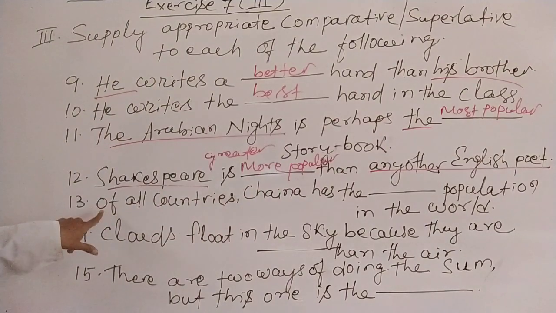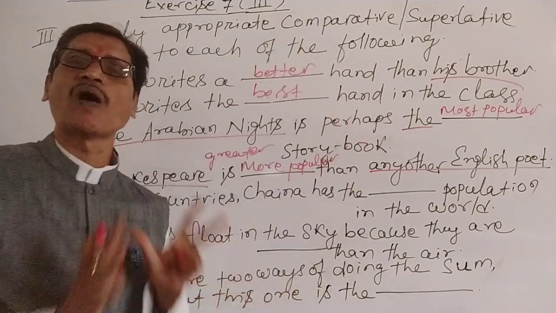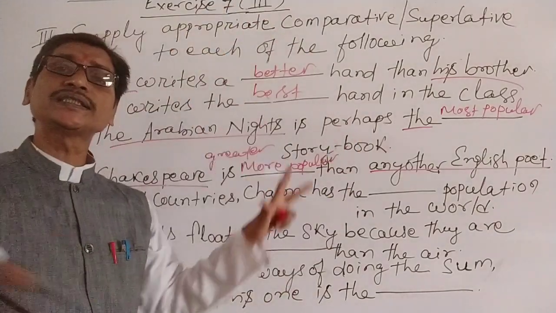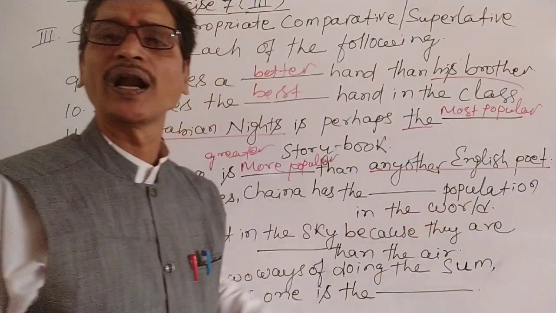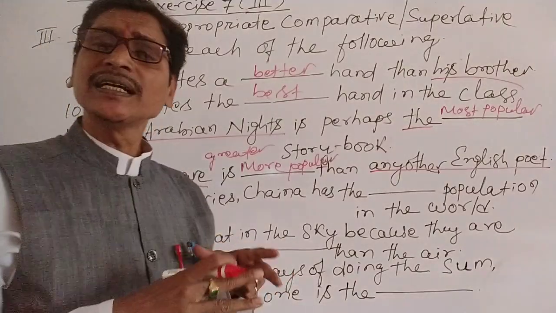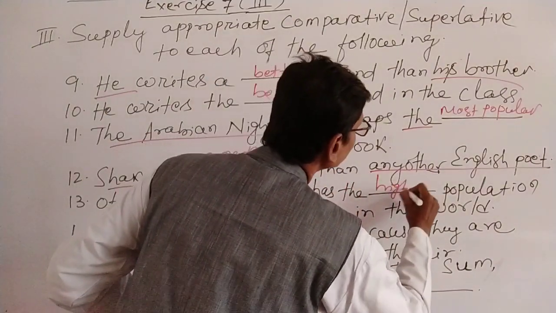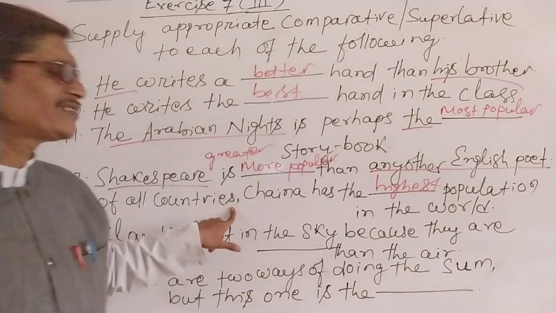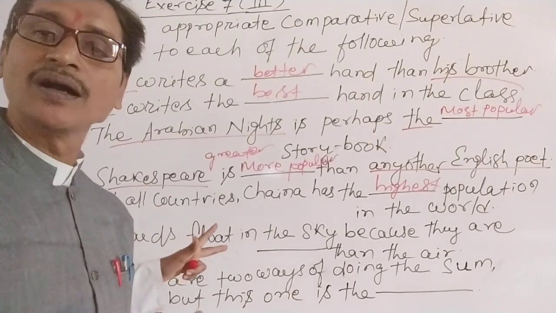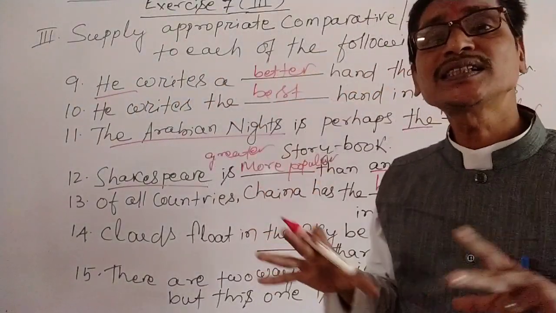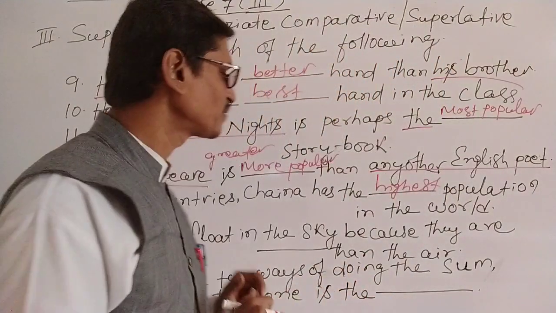Understand? So similarly, you see, all the countries in the world, China has the dash population in the world. Here we can say the number of population we are comparing. Here we can say the highest population of all the countries. China has the highest population in the world. Of all the countries, China has the highest population in the world. You understood? Very good.